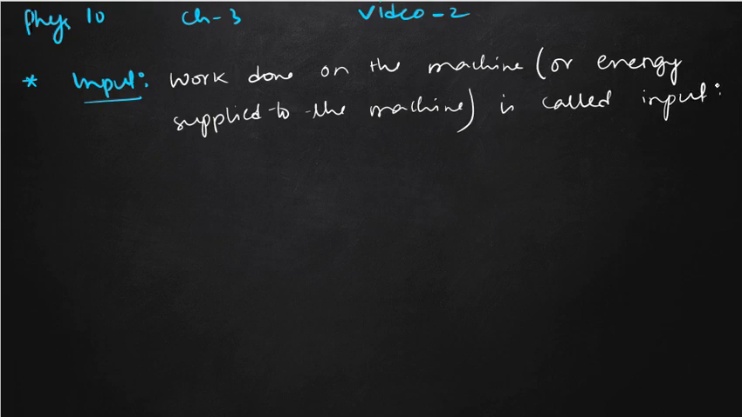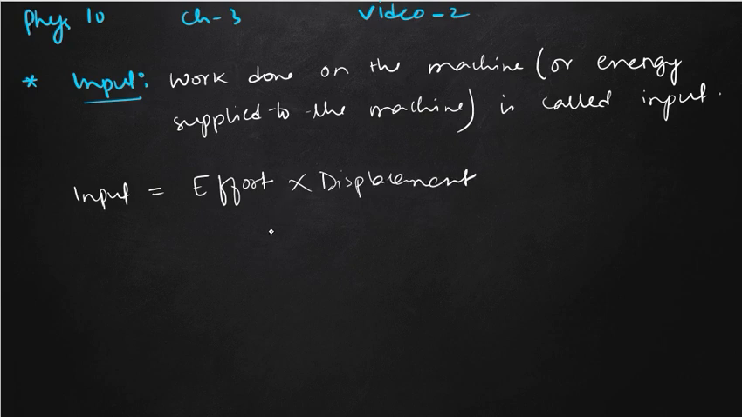I think it is clear? Suppose we apply an effort E, that is, we have given energy E, and while giving that energy there is some displacement D in its own direction. Then our input has one formula: input is effort into displacement. So effort E into displacement, let us define it by D. This is the first definition.